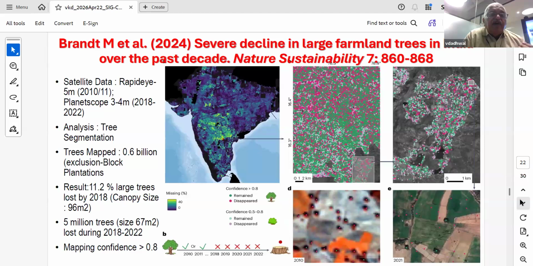So basically, you find that there are 0.6 billion trees, and 11% of the trees were lost in a 10-year period, right? So 5 million trees of the size of 67 square meters of canopy projected as seen from the top were lost between 2018 to 22. All mappings will actually have some uncertainty. So this is a very important way to really look at the sustainability of the farmland in India.